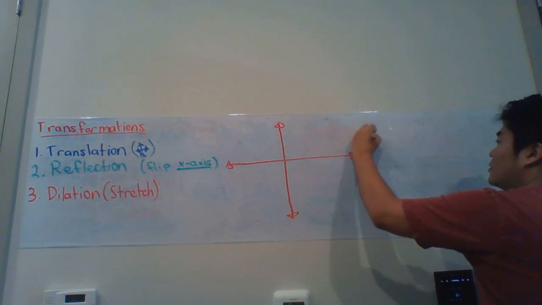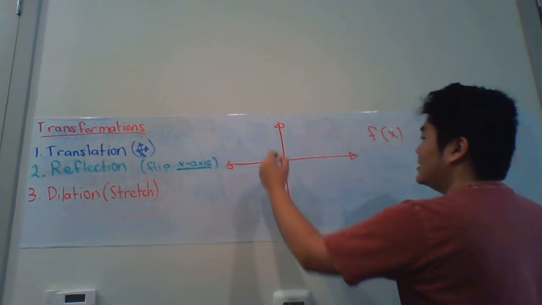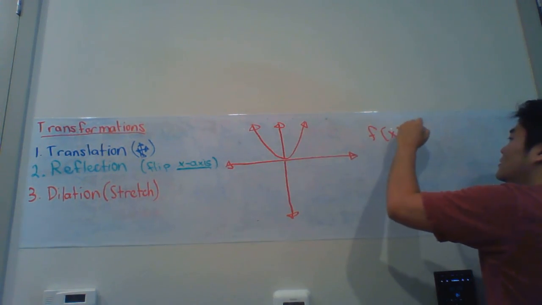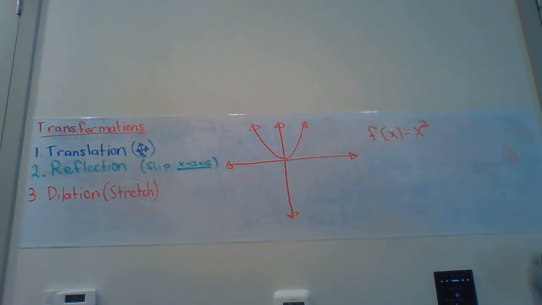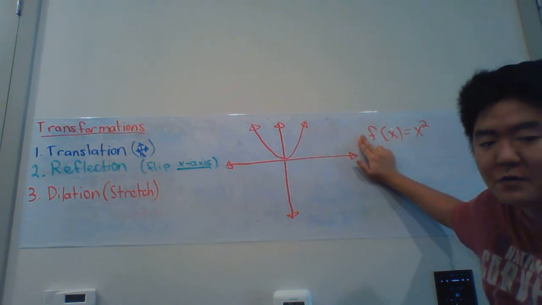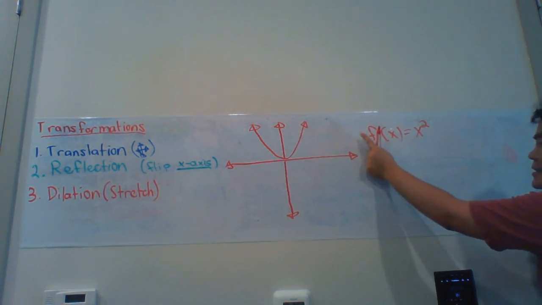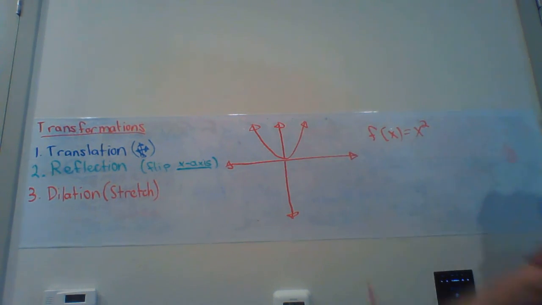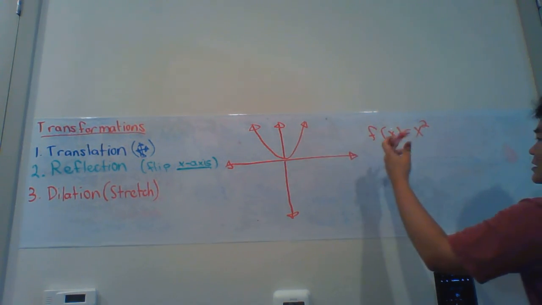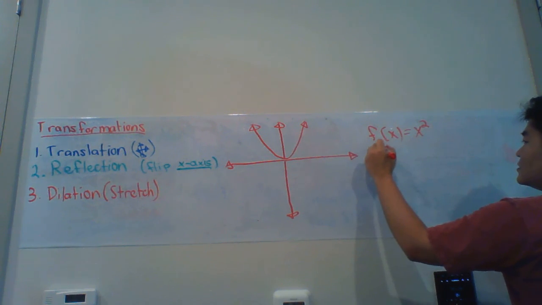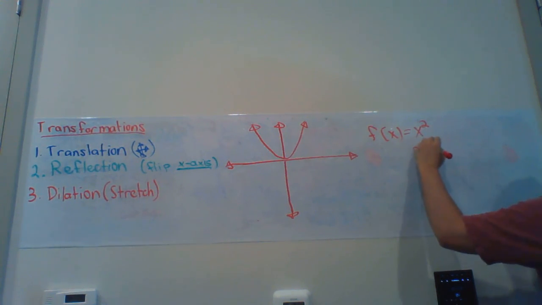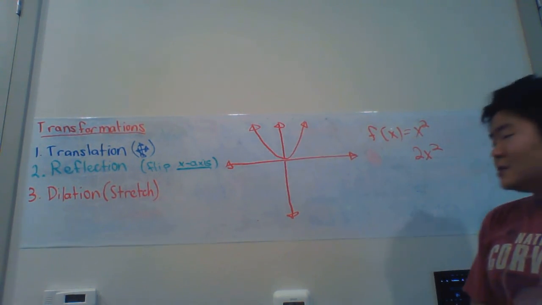Well, all right. So we've got this. I've got my parent function, just like normal, f of x equals x squared. All right, so let's talk about putting numbers on the outside first, right? So I subtracted on the outside, I did the negative on the outside. Now I'm going to do multiplication and division on the outside. So let's say I have something like 2 times x squared. What is that going to do?